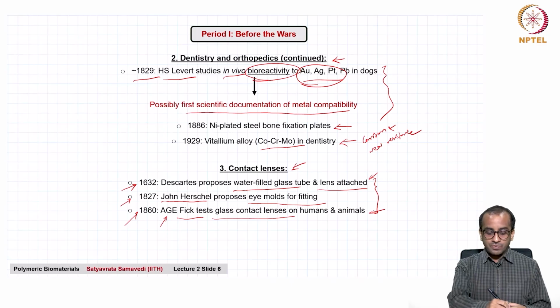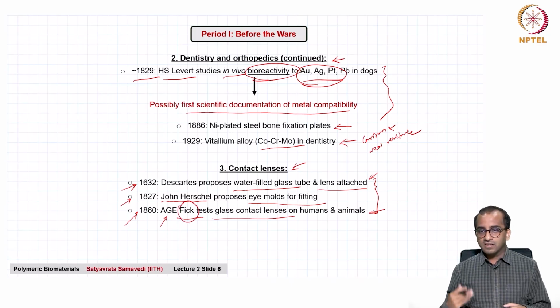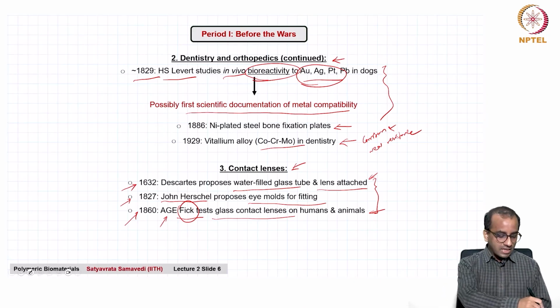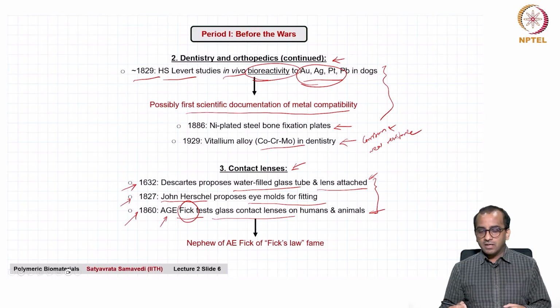And if you are wondering if this Fick is related to another Fick that you might be familiar with, of the Fick's law of diffusion fame, your intuition is indeed right. He happens to be the nephew of A. E. Fick, who is famously associated with the Fick's law of diffusion. So, in this contact lens example, we are seeing a clear progression in what we would call design today, although it was probably not called that back then, going from 1630s to 1860s.